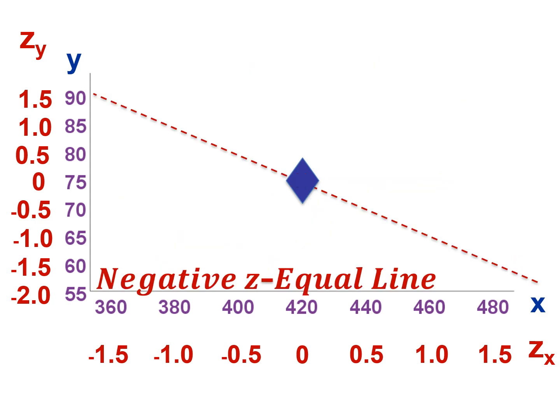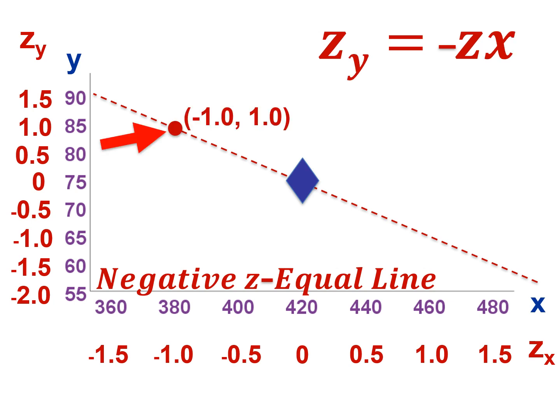So now let's talk about the negative c equal line. For every point on this line, the value of c of y is equal to the value of c of x multiplied by negative 1. We write this as c of y equals the negative of c of x. Here's a point on the line. Its standardized coordinates are negative 1 and positive 1. The coordinates are the same, except their signs are the opposite. The sign of the first coordinate is negative, and the sign of the second coordinate is positive.